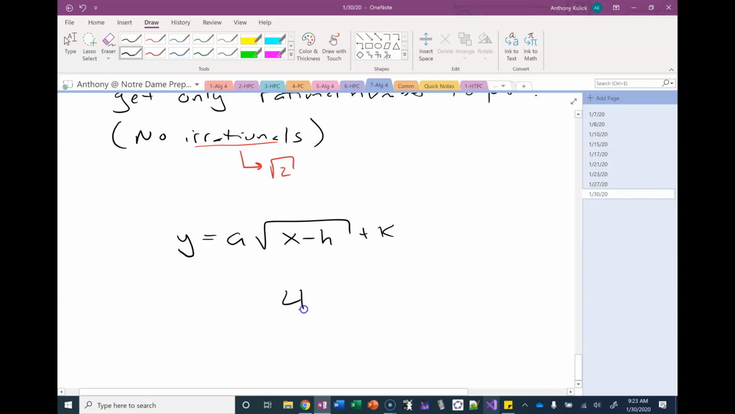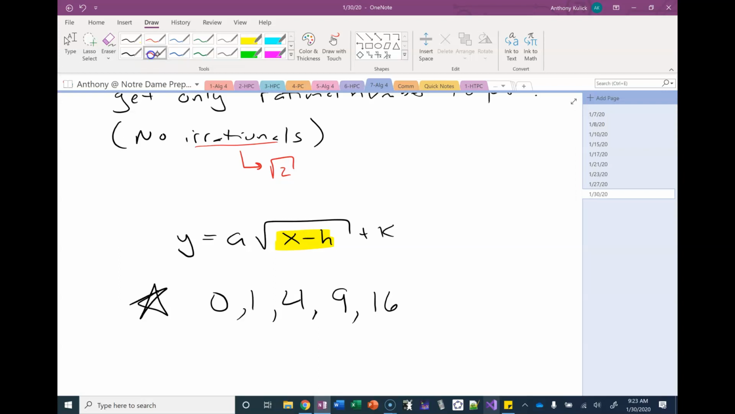Well, 4 is one of them, but it's not the smallest. 1 is one of them, but it's not the smallest. You can't take the square root of a negative. 0 is the smallest one. What's the next one after 4? 9. Yep. And after 9 is 16. So my goal is to make x minus h turn into 0, 1, 4, 9, and 16.